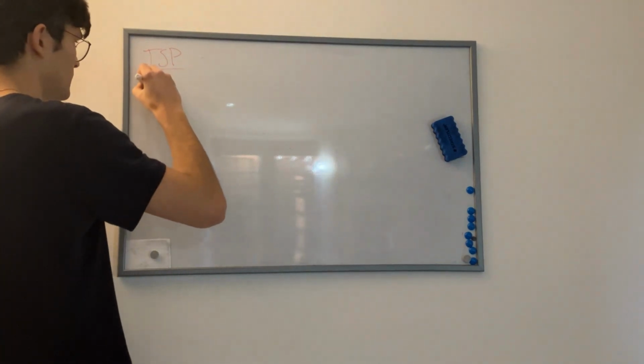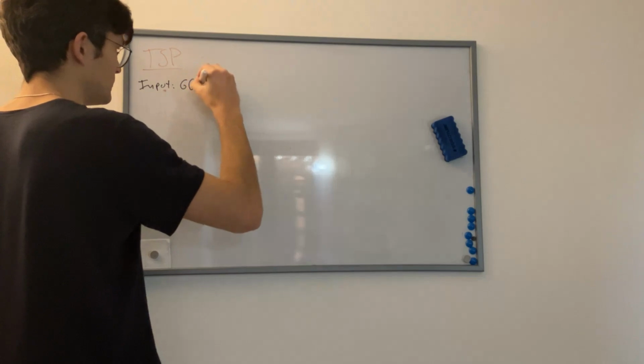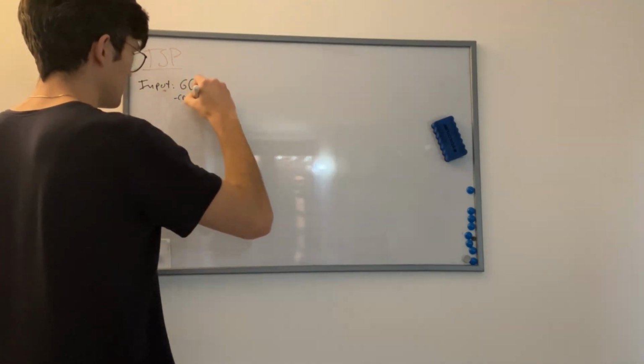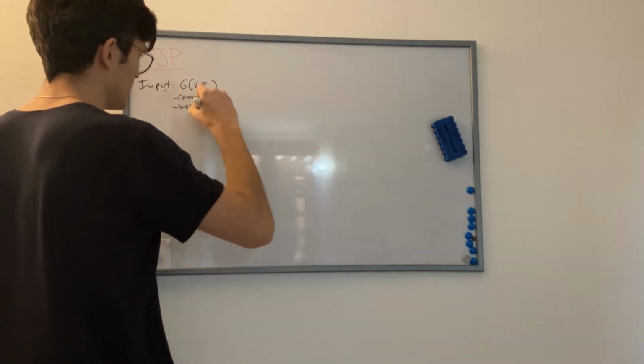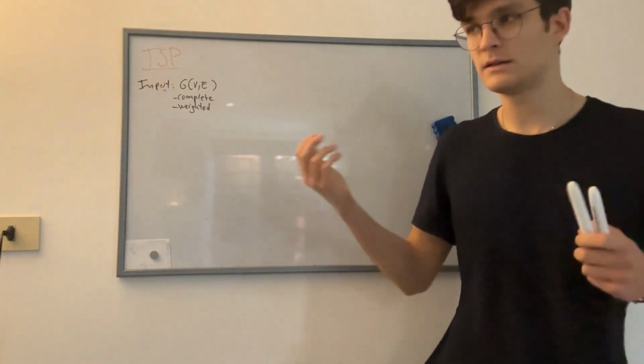So what is our input? Our input is our graph with some vertices and some edges. It is complete and weighted. And as I said, this is an NP-hard problem.